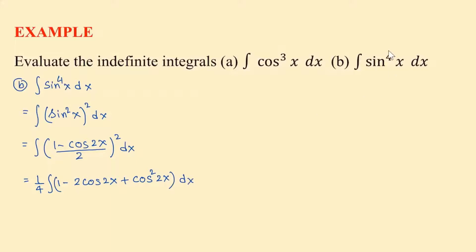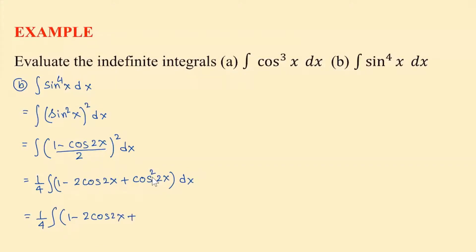Our goal is to reduce this fourth power. You can see that over here inside the parenthesis, there is no more power, but there is a square. So when you FOIL that, 1 minus cosine 2x times 1 minus cosine 2x, we get 1 minus 2 cosine 2x plus cosine squared 2x. So here is the power again. We want to get rid of this power also by using the half angle formula for cosine. So that will be 1/4 integration of 1 minus 2 cosine 2x, then plus cosine squared 2x.